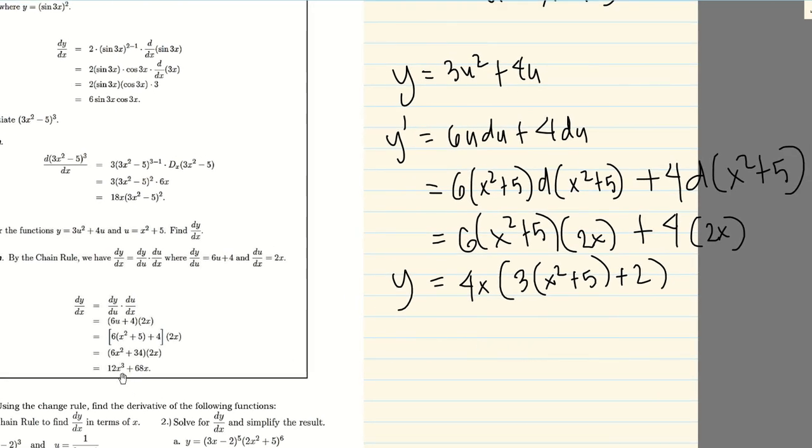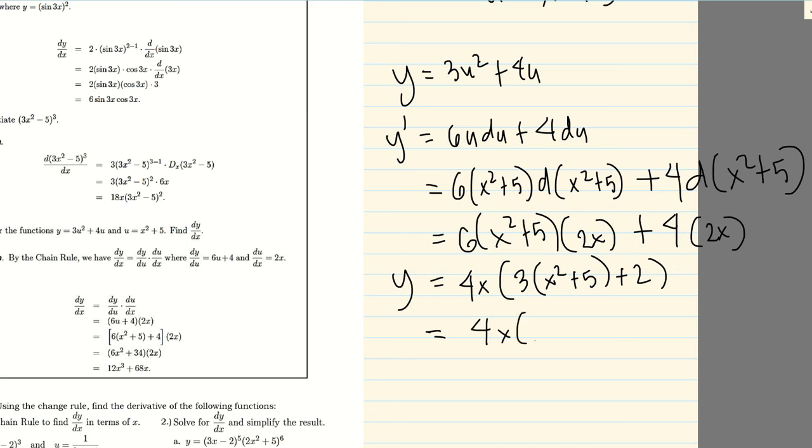How come he has this one? Okay, I get it now. He simplified it. So look at this one. We have the same situation here, over here, and then he simplified it. So let's simplify this too.